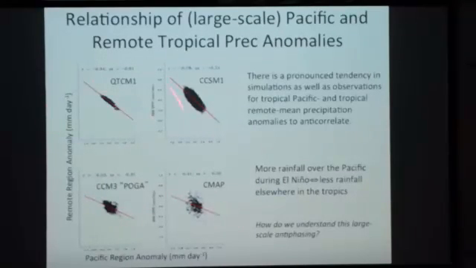I'll talk more about this particular model, which has a really tight negative correlation, but a perhaps more realistic climate model also had a pretty strong anti-correlation. So again, more rainfall over the Pacific during El Nino corresponds to less rainfall elsewhere in the tropics. So how do we understand this large-scale anti-phasing between the Pacific and the remote tropics?